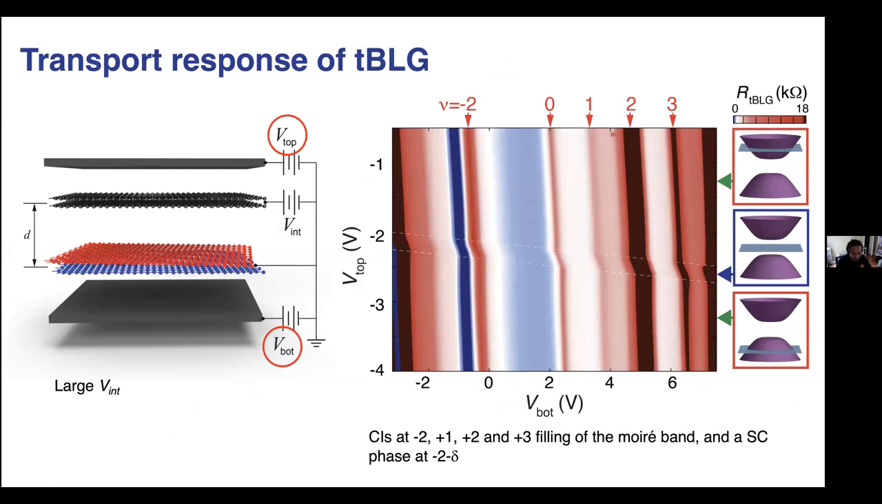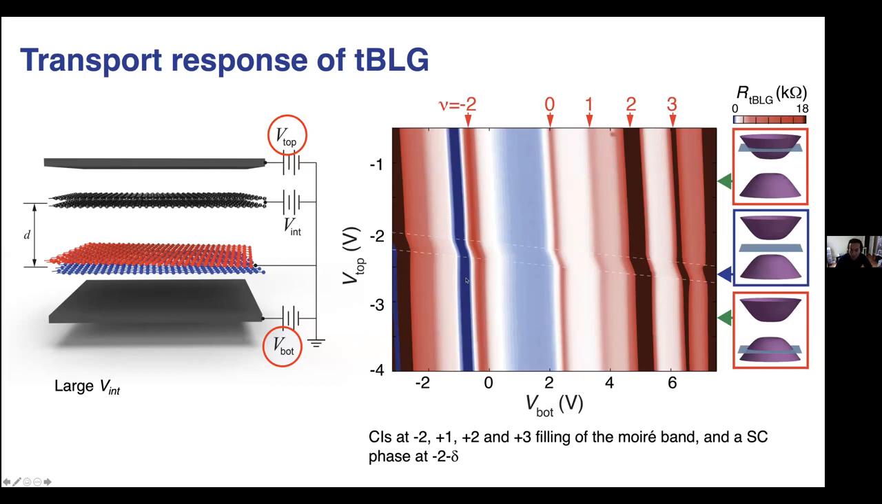And then we can characterize the behavior of twisted bilayer graphene. We set the interlayer bias V_int at a large value so that the bilayer graphene has a large band gap. And we measure longitudinal resistance in twisted bilayer graphene as a function of top and bottom gate voltage. As you can see here, the boundaries of the Moire band gap are shown as the insulating phases on the left and on the right. And at several integer filling fractions, an insulating phase shows up at negative 2, 1, 2, and 3. And detuning slightly from negative 2, there is a very robust superconducting phase showing up as zero resistance.